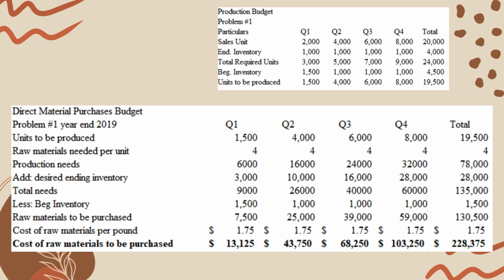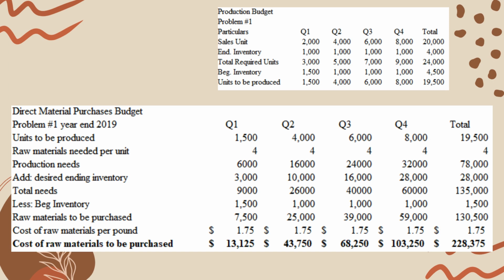For quarter 3 and quarter 4, it's still the same process. We multiply the units to be produced by the raw materials needed per unit to get the production needs, add the desired ending inventory to get the total needs, subtract the beginning inventory to get the raw materials to be purchased, and multiply by the cost of raw materials per pound to get the cost of raw materials to be purchased at the end of the quarter.